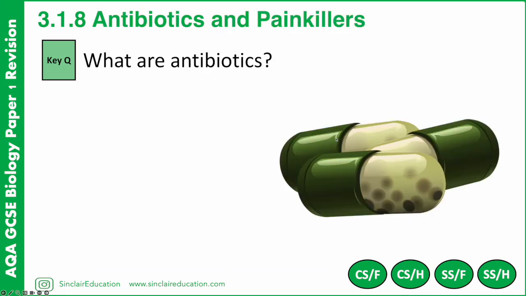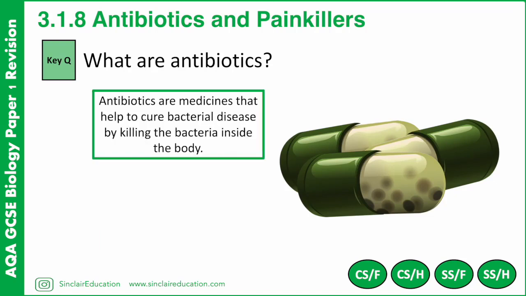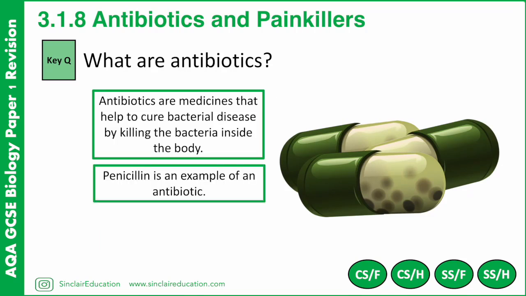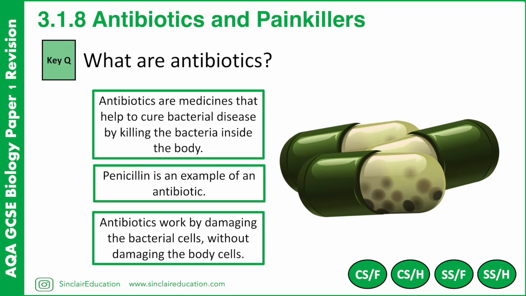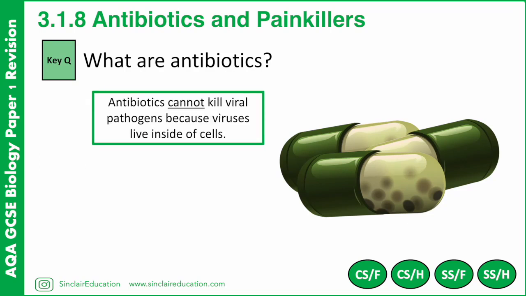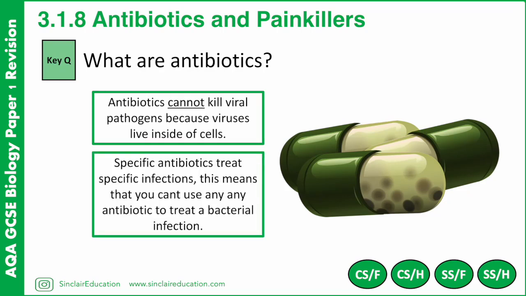We do have a range of drugs that come up within specification. First of all, antibiotics are medicines that can cure bacterial diseases. Penicillin is one example of this, and they damage the bacterial cells but do not damage our body cells. They cannot, however, kill viral cells because viruses are inside of cells. So antibiotics can't damage our cells, which means they definitely can't get to anything inside them. So if viruses are infecting us, antibiotics are not going to work.